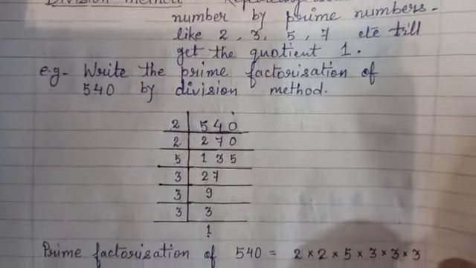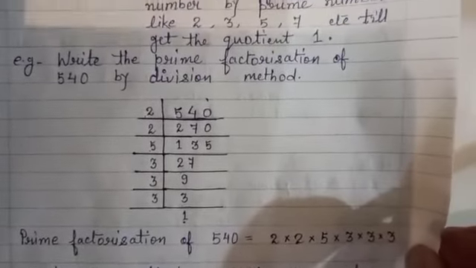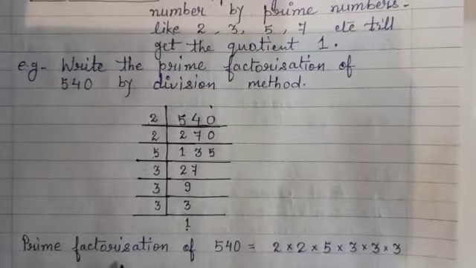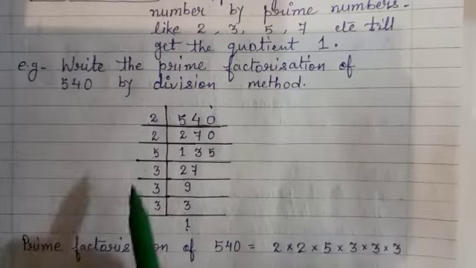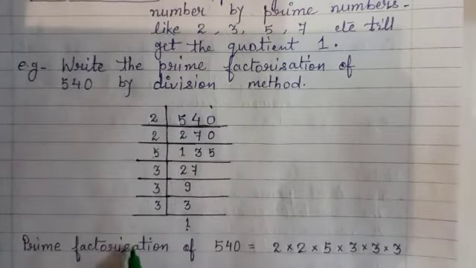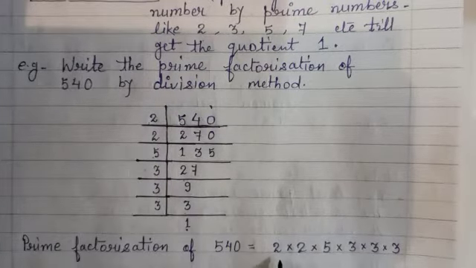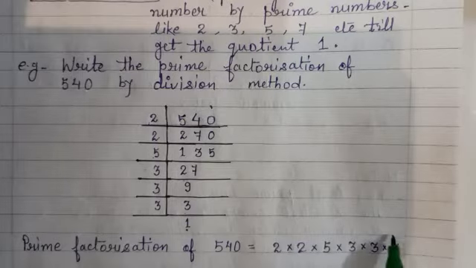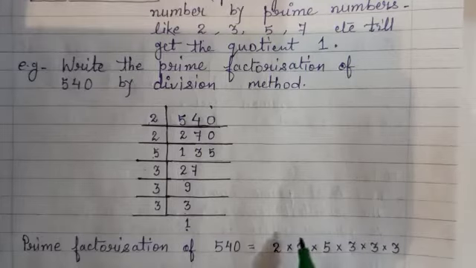Now finally we have to conclude the prime factorization of 540. So the prime factorization of 540 means the product of all these prime numbers. Look at here: 2 into 2 into 5 into 3 into 3 into 3. This is the prime factorization of 540. If we calculate the product of all these prime factors, we will get 540.